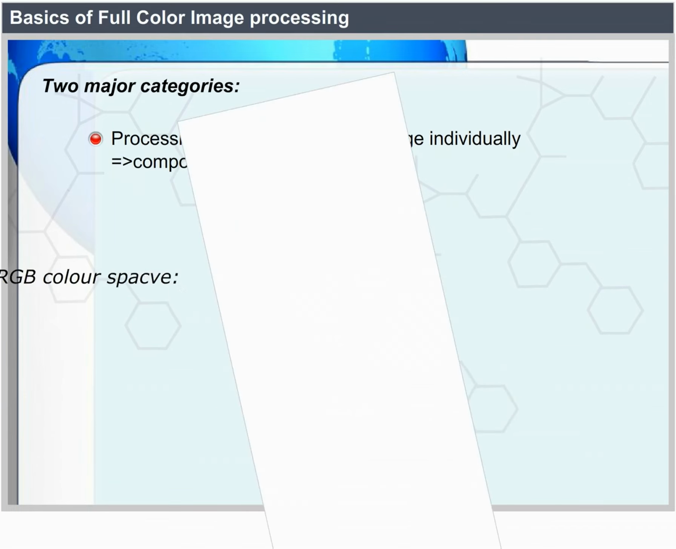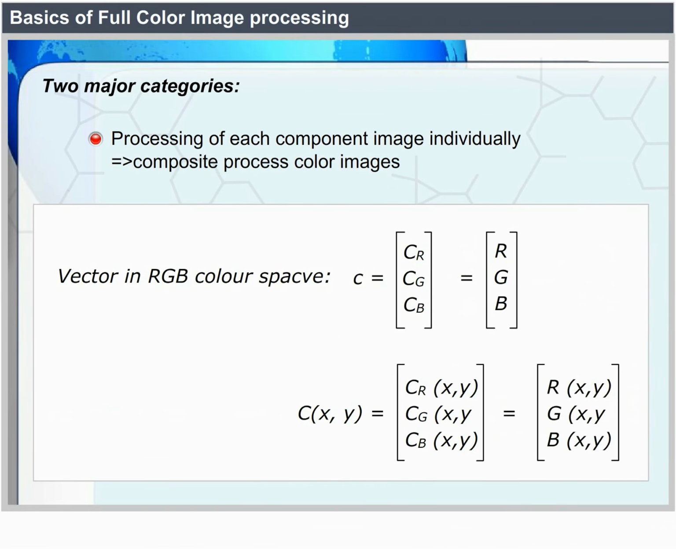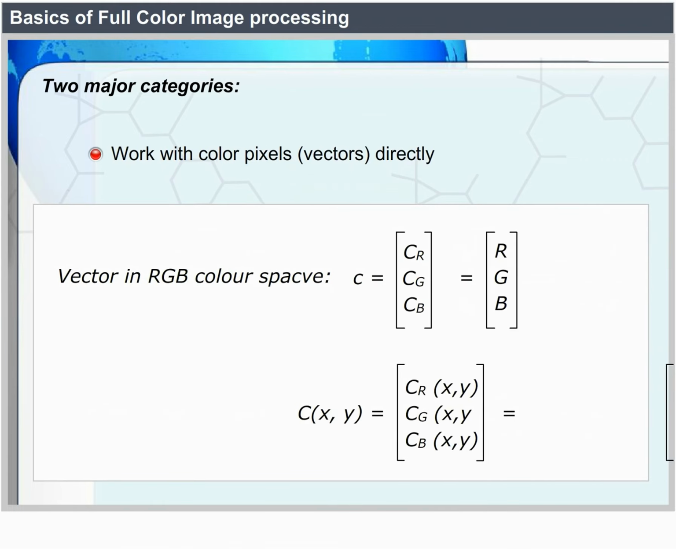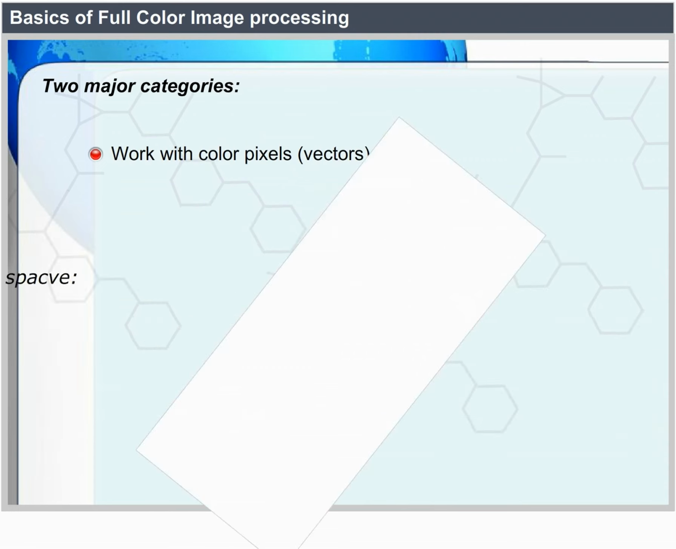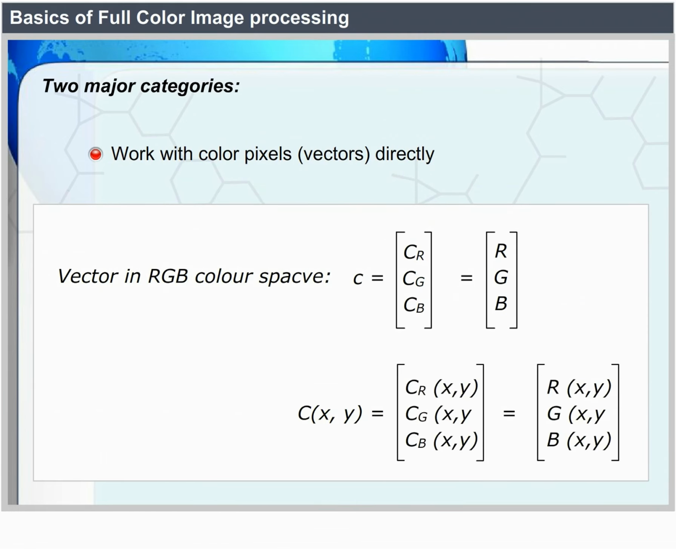Two major categories. Processing of each component image individually leads to composite processed color images. Work with color pixels, vectors directly. The matrix for vector in RGB color space is shown on the screen.